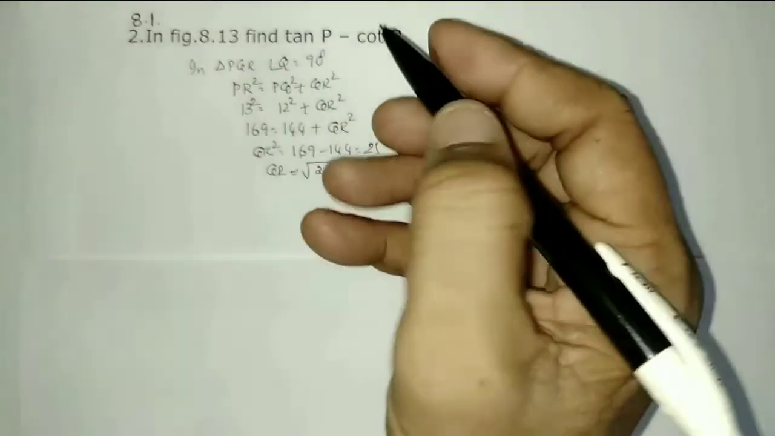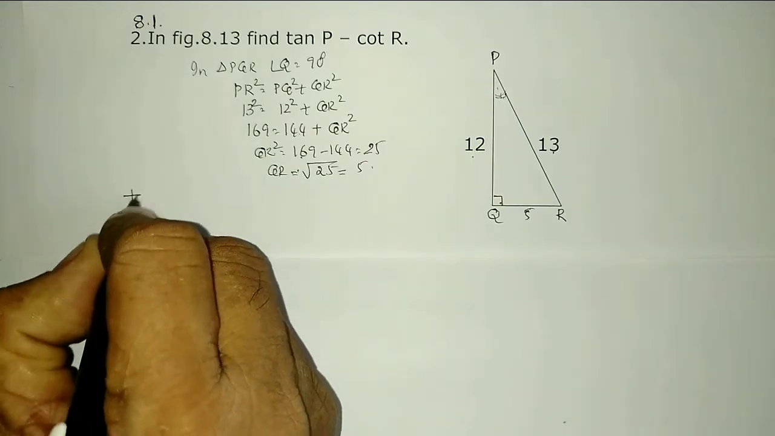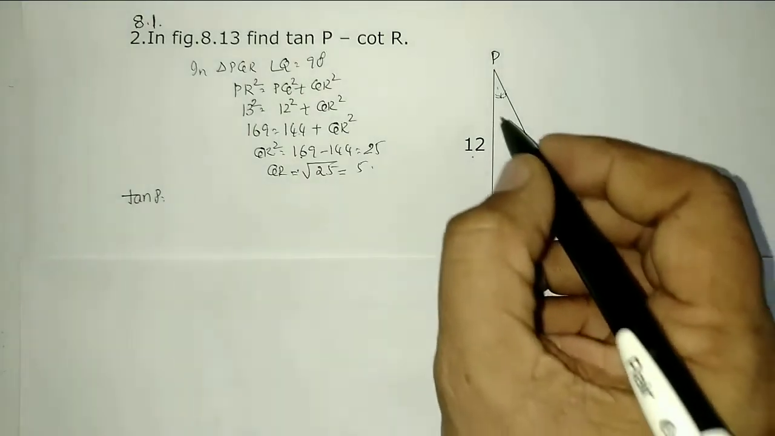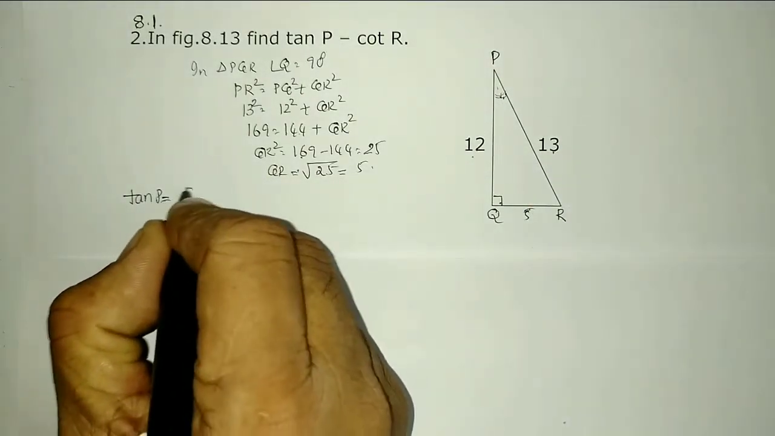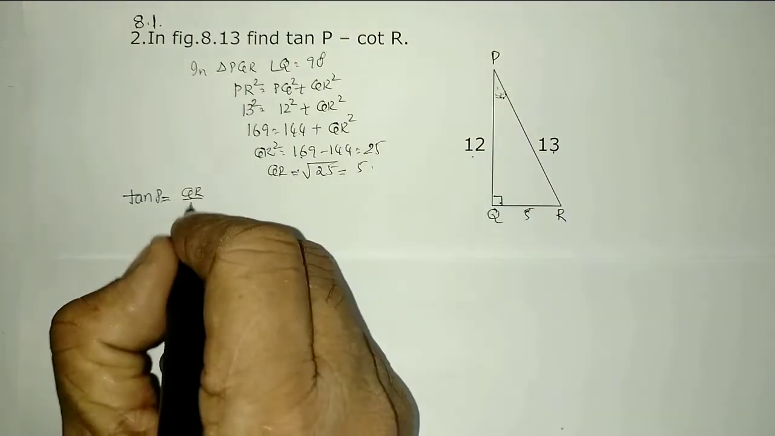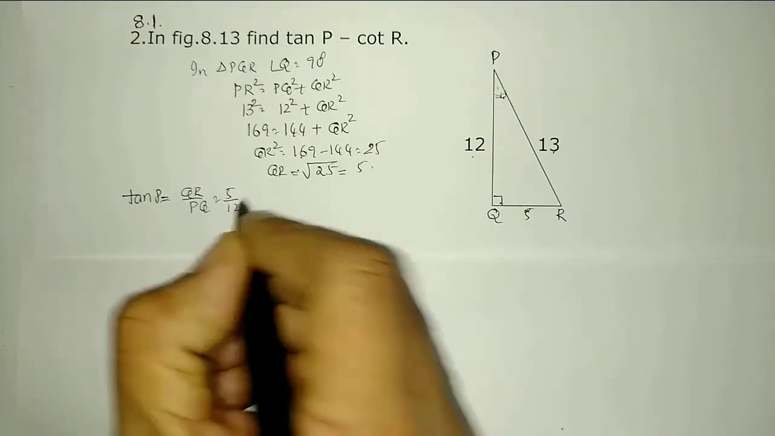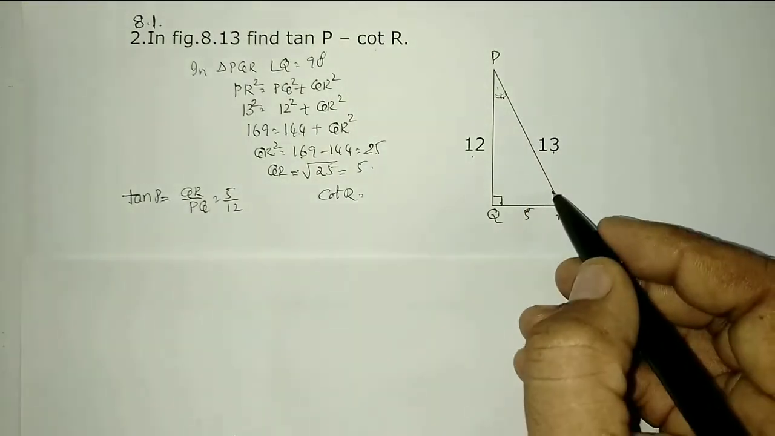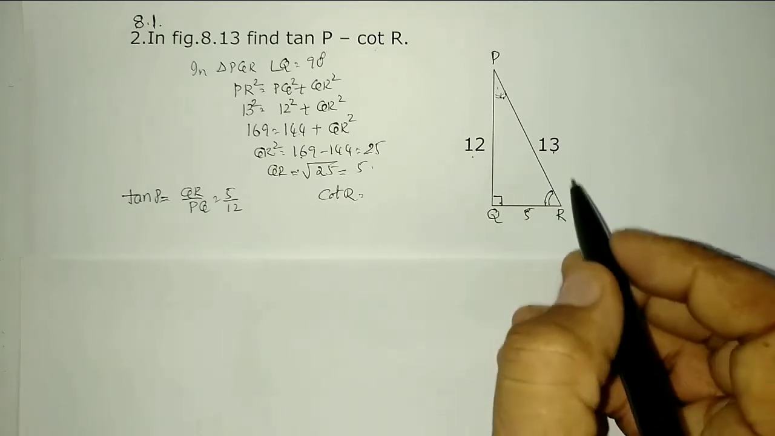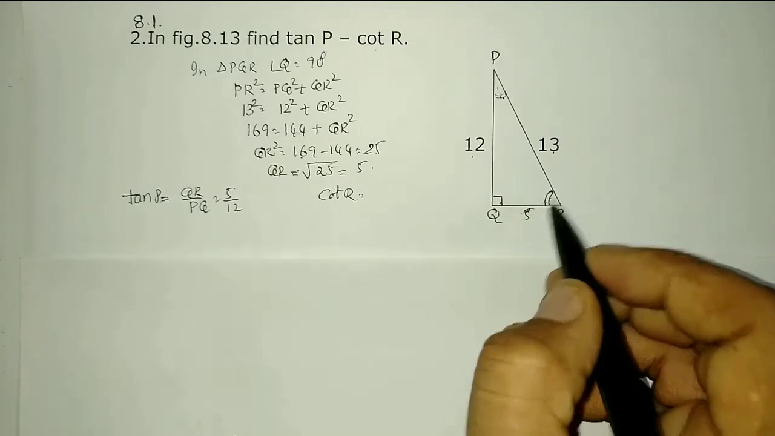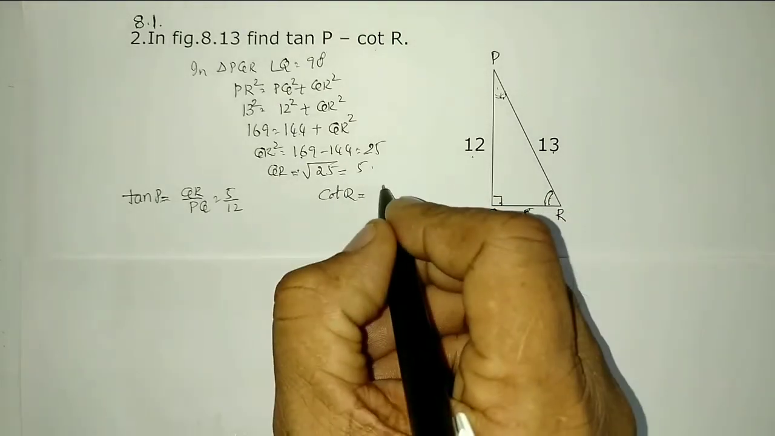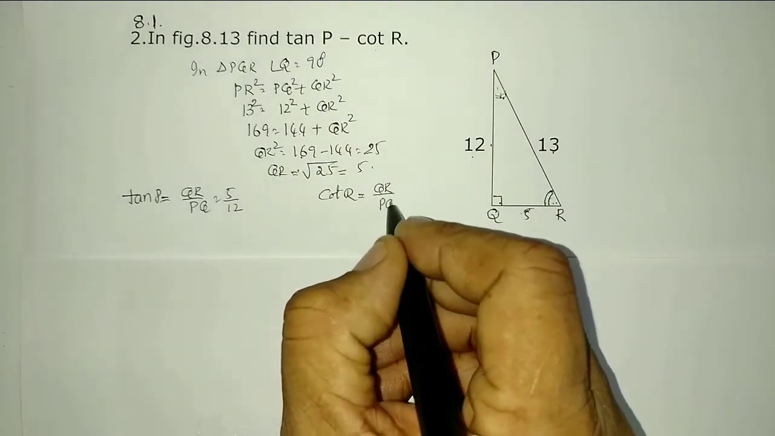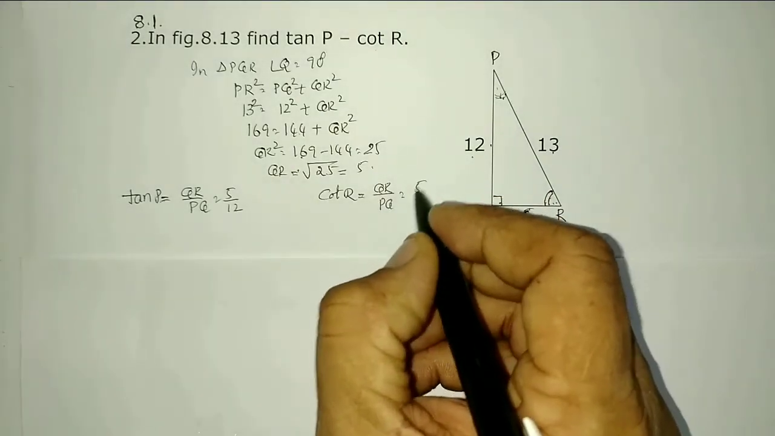Now I have to find tan P minus cot R. Find tan P first. Tan P, side opposite to angle P by side adjacent to angle P, QR by PQ, 5 by 12. Cot R. We take this R. Side adjacent to angle R. Cot R means side adjacent to angle R, QR by opposite side of angle R, PQ. QR equal to 5, PQ equal to 12.